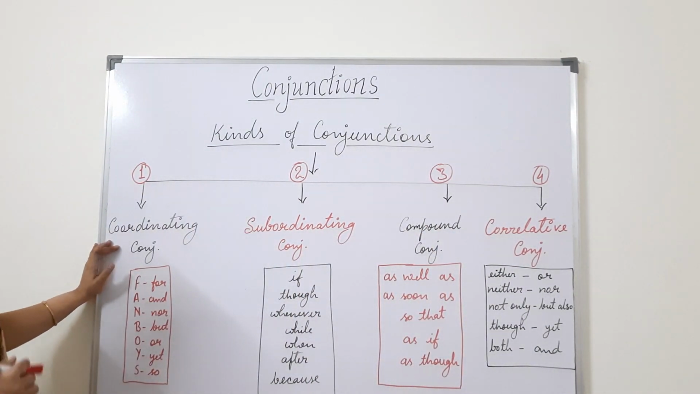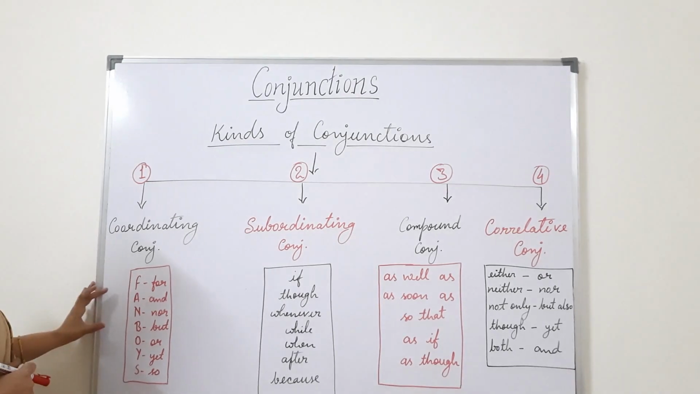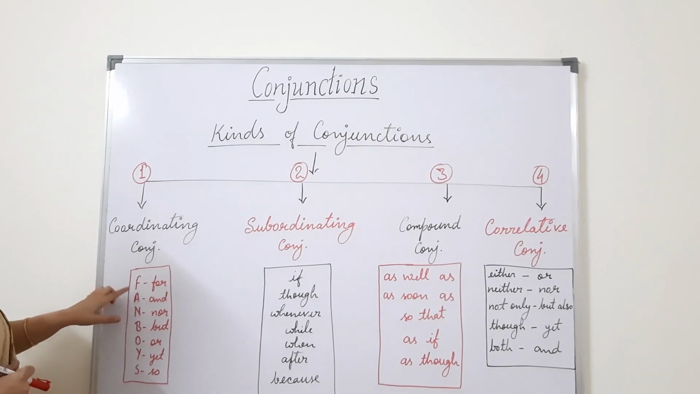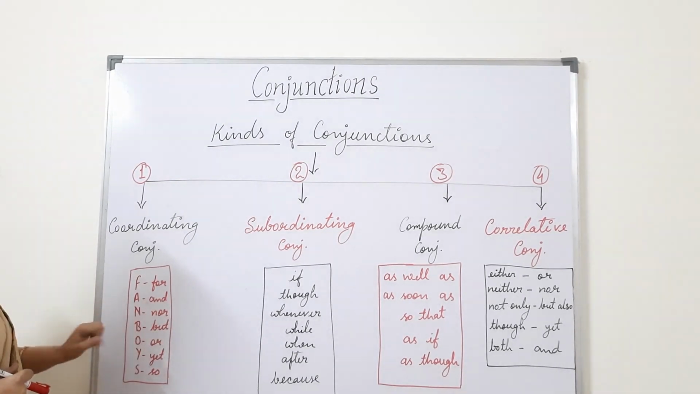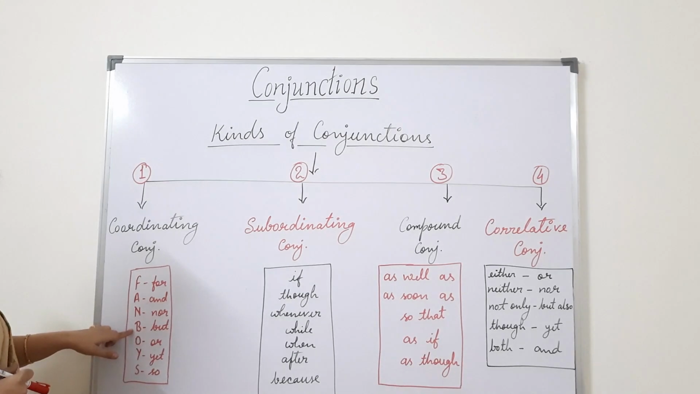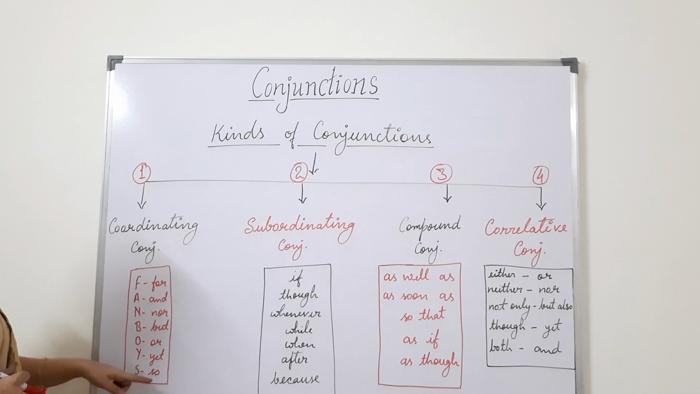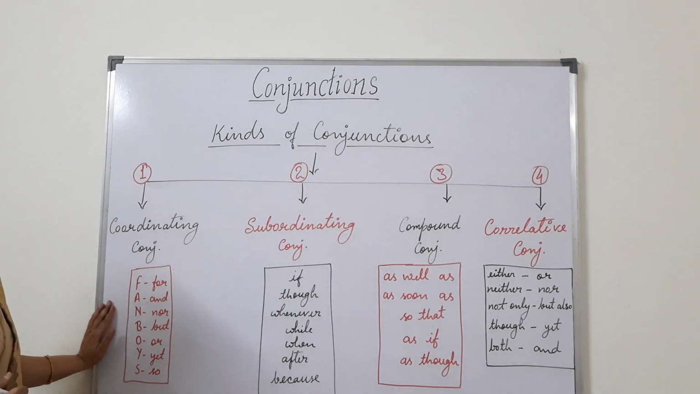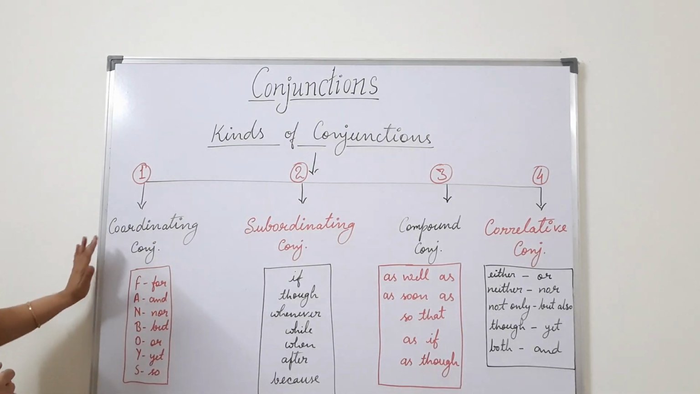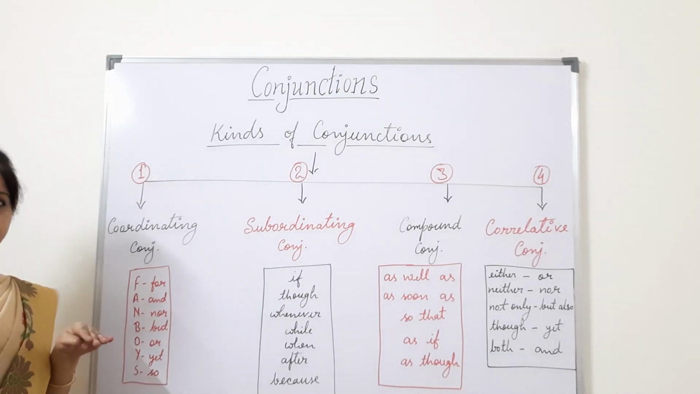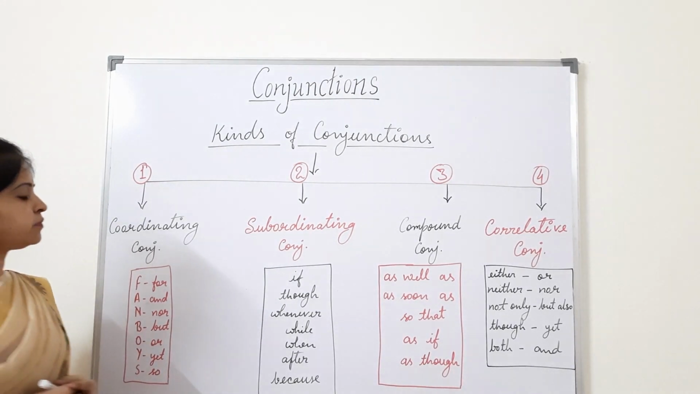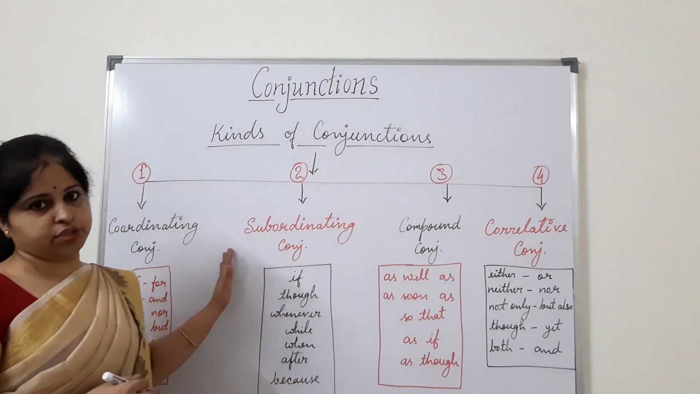Coordinating conjunctions, a very easy trick is there. This is an acronym. FANBOYS. Yes, F for, A and, N nor, B but, O or, Y yet, S so. Easy trick to learn all these 7 coordinating conjunctions. One more thing, coordinating conjunctions join two equally important units in a sentence. Okay? Next are subordinating conjunctions.